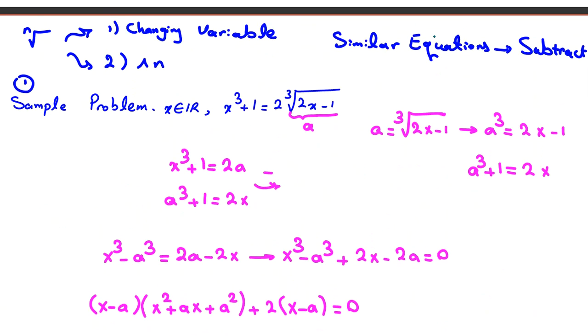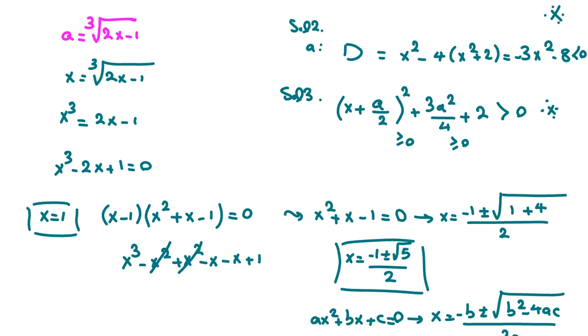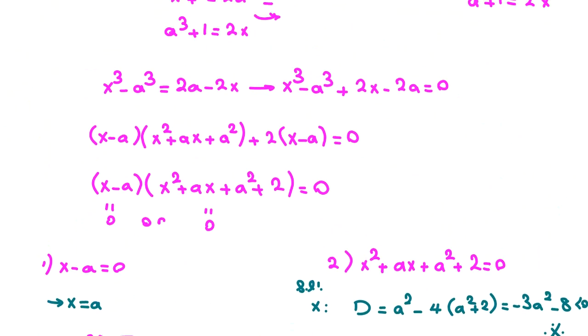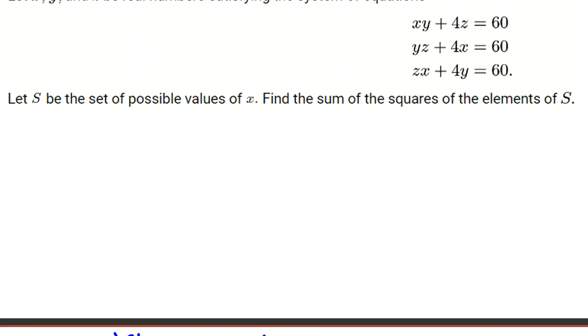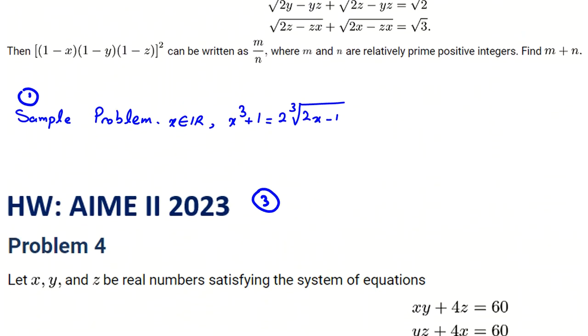So we've solved this sample problem, and I've explained the first approach of changing variable and raising to the power of n. I've used this here, raising to the power of 3. So we've worked on both approaches and also similar equations, similar equations here that we've subtracted. Now let's work on this AIME problem and this AIME problem as homeworks.